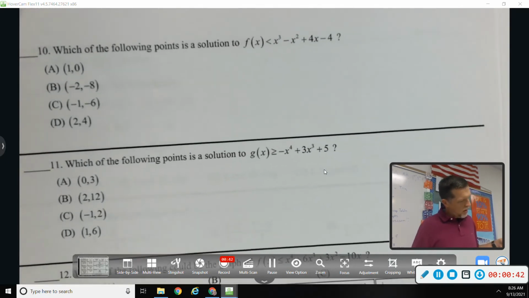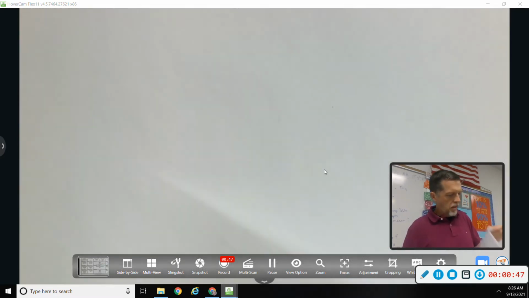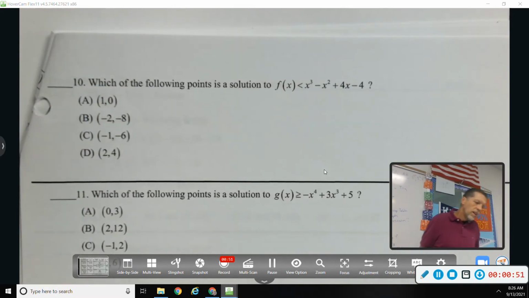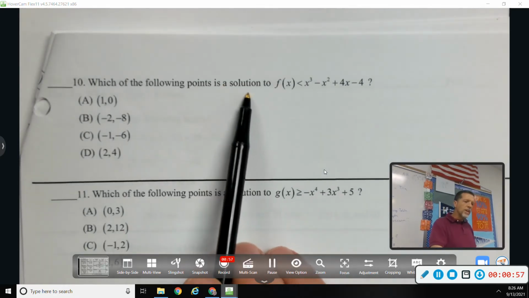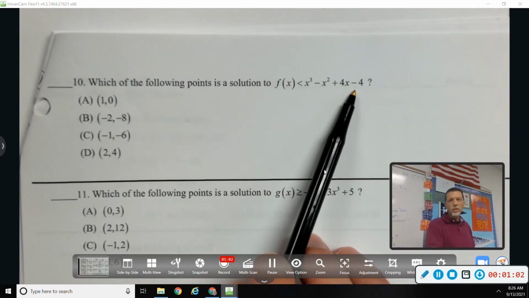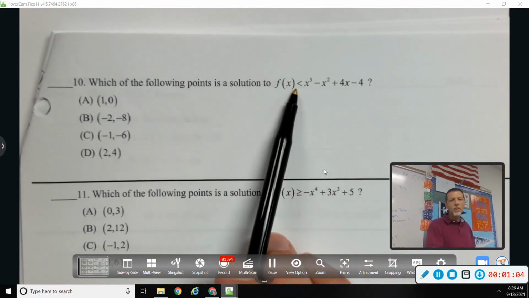Can you do either 10 or 11? Let's do number 10. 10's kind of a pain because you have to check all those points, but oh well. Which of the following is a solution to this inequality? I shouldn't call it an equation.